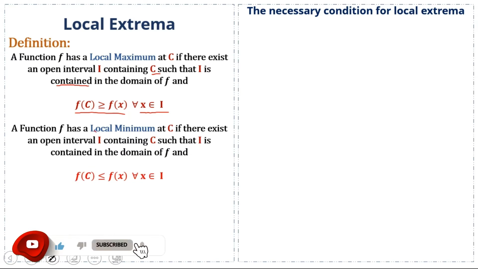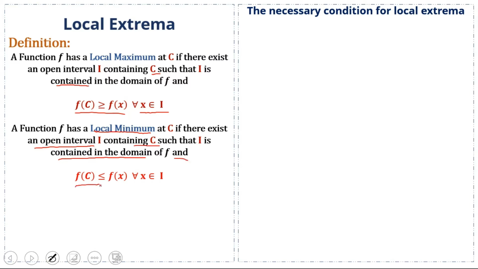A function f has a local minimum at C if there exists an open interval I containing C such that I is contained in the domain of f and f of C is less than or equal to f of x for all x belonging to I. And this means the value of the function at C should be less than or equal to f of x for all values of x.